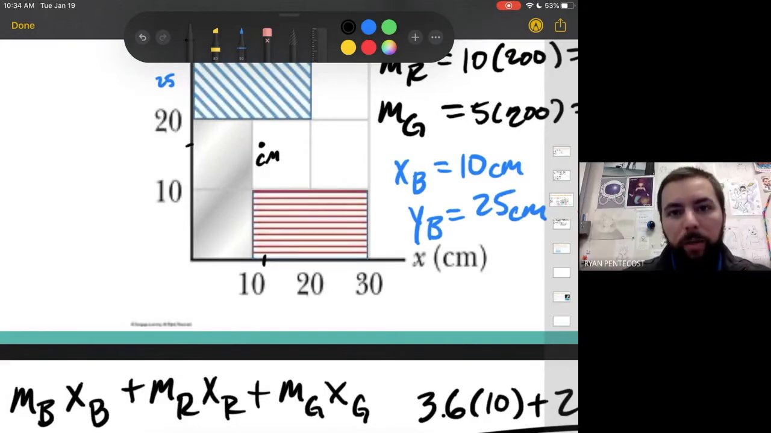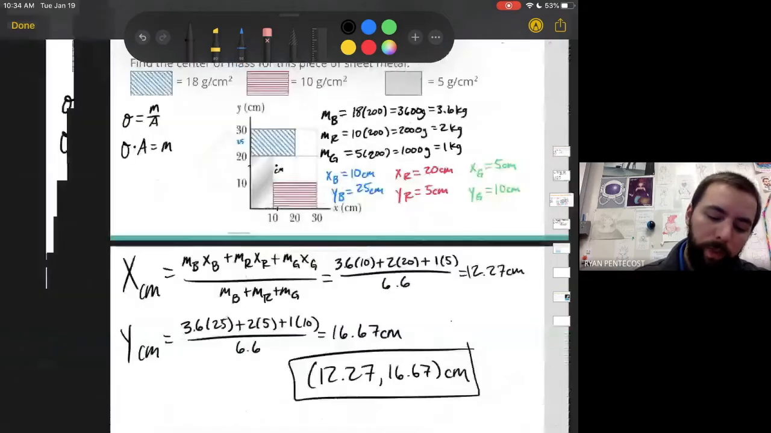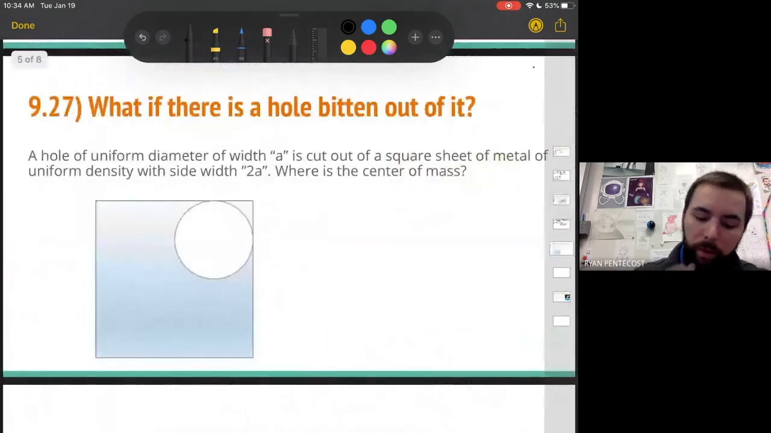But this one can't because it's a weird shape, and the weird non-uniform density means that its center of mass is actually off the object entirely. So this one can't actually balance without support, which is interesting. Now, what if there was a hole bitten out of it?